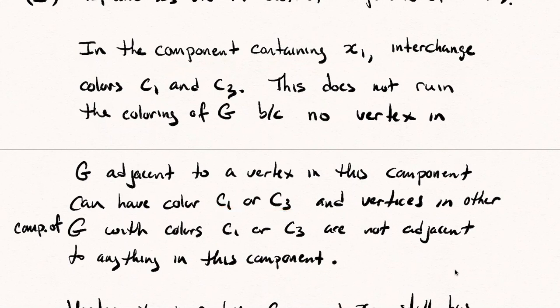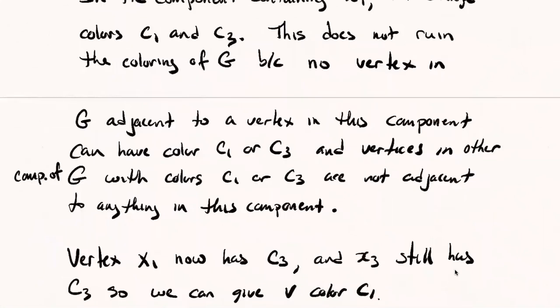And then the vertices outside this component, in other components that do have colors C1 and C3, they're not adjacent to anything in here because otherwise they would have been in this component. So we didn't ruin the coloring. Stop the video, think about it, but swapping the colors C1 and C3 in the component that contains x1 gives a new coloring of G, but it's still a coloring.